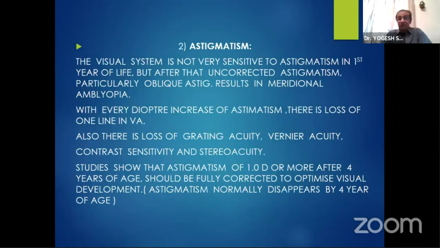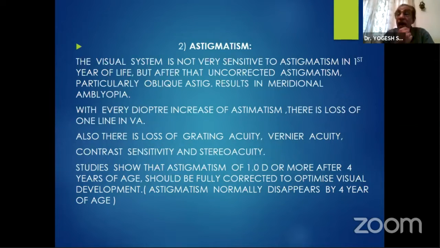Now, astigmatism. The visual system is not very sensitive to astigmatism in the first year of life. We have a good heartening point here. At least we have a solace that astigmatism, which was previously supposed to be very detrimental in small children, is not so detrimental in very small children. Therefore, what it means is that the visual system is very accommodative and cooperative actually, even to astigmatism by the first year of life.